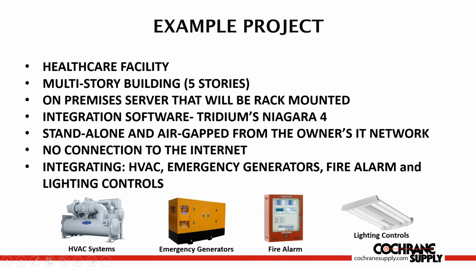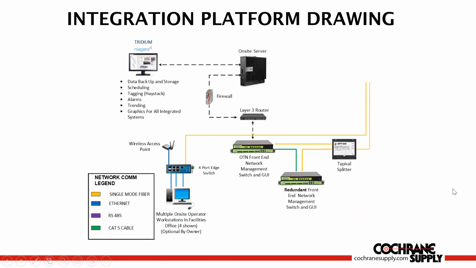And if you look here at the bottom, these are the 4 technologies that were actually being integrated: HVAC, emergency generators, fire alarm, and lighting controls. So this segment drawing shows you basically the front end, okay? This is a small segment of the systems integration drawing that was put together, and it shows you the front end. Because it was a healthcare facility, they wanted redundant network management switches.